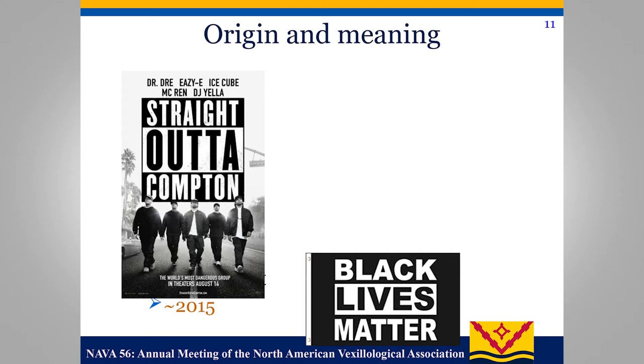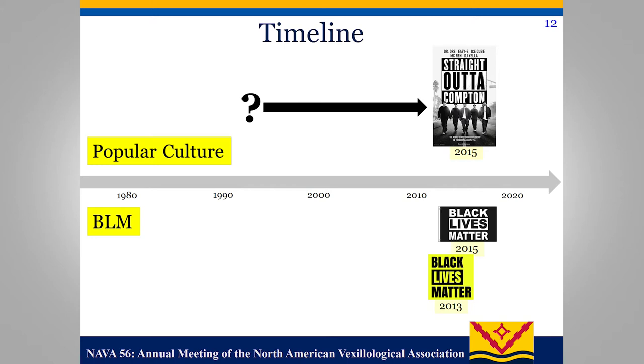Something else happened in 2015. A movie came out with the title in the same design features as the BLM flag, Straight Outta Compton. Now, here's the timeline we're going to talk about. This is the BLM side of the timeline, where the movement appears in 2013. The predominant flag appears in 2015 in popular culture. On the other side of the timeline, the movie shows up in 2015. Now, that's a coincidence. Is there any more resonance than that?